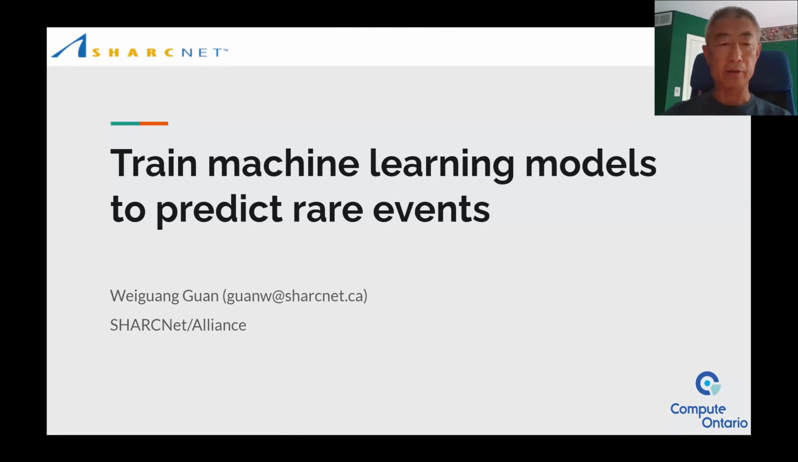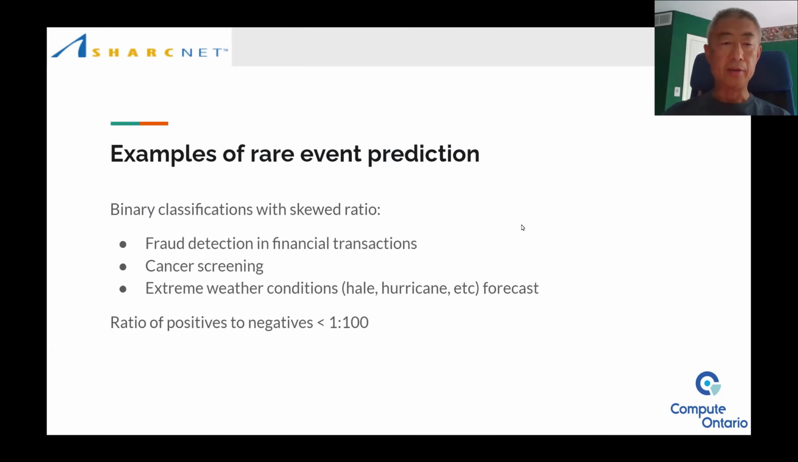So today I'm gonna talk about training a model to predict rare events. I'm gonna talk about a special classification problem today. It is a binary classification where the population of one class significantly outnumbers the population of the other class.